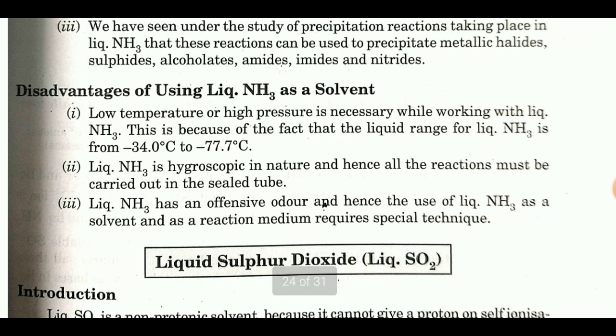First, low temperature or high pressure is necessary while working with liquid ammonia. This is because the liquid range for liquid ammonia is from minus 33.4 degrees Celsius to minus 77.7 degrees Celsius. Second, liquid ammonia is hygroscopic in nature and hence all the reactions must be carried out in a sealed tube. Third, liquid ammonia has an offensive odor and hence its use as a solvent and as a reaction medium requires special technique.